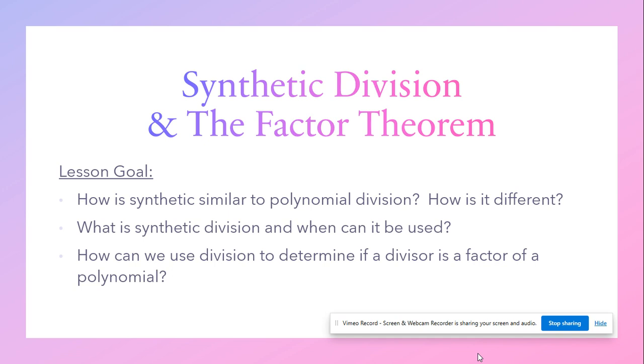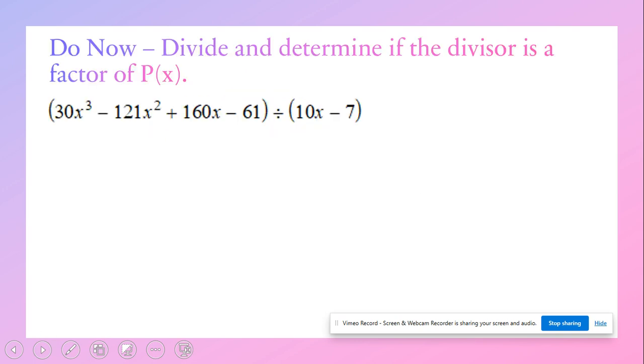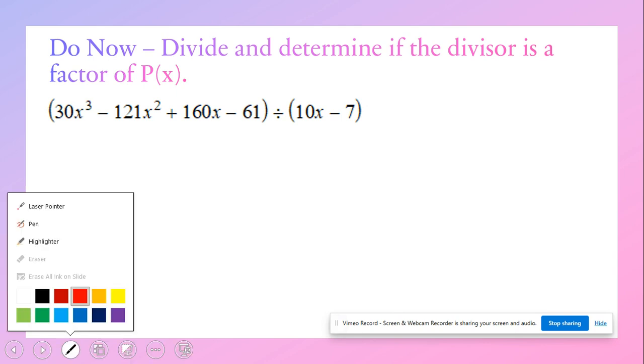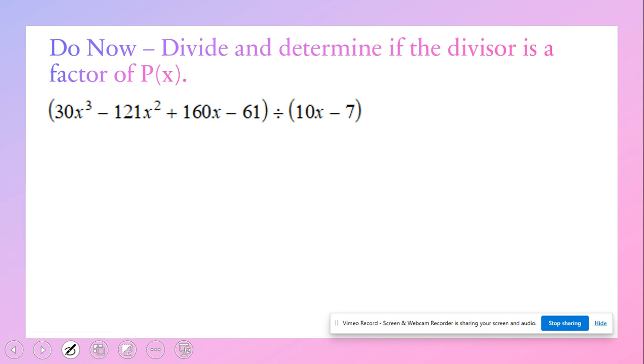That is something that we've been talking about, but I just want to reiterate the importance of that. So you're due now to divide and determine if the divisor is a factor of p of x. Pause this video, take a second, and work out this problem. Okay, hopefully you've had enough time to work out this problem.